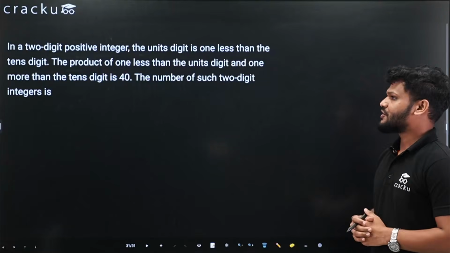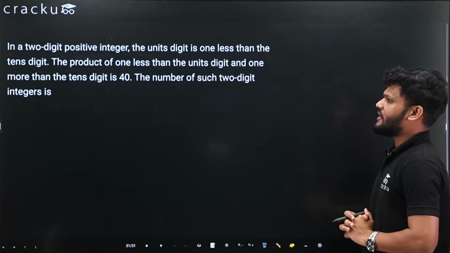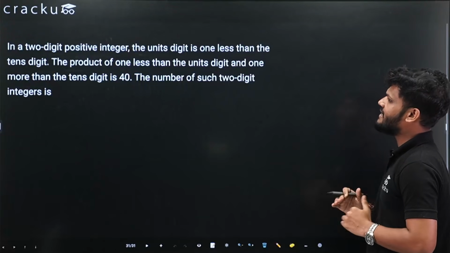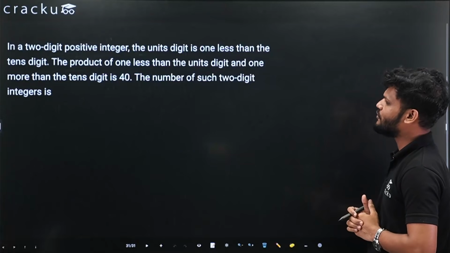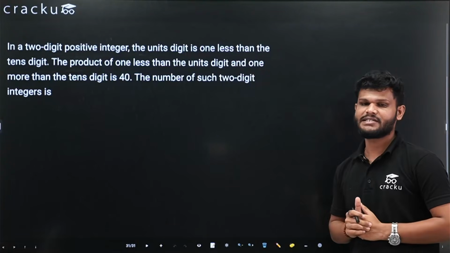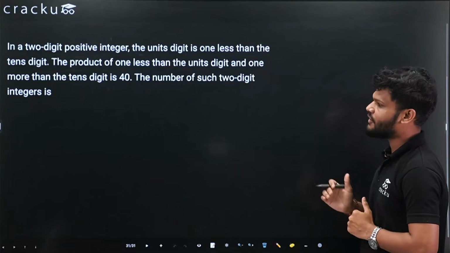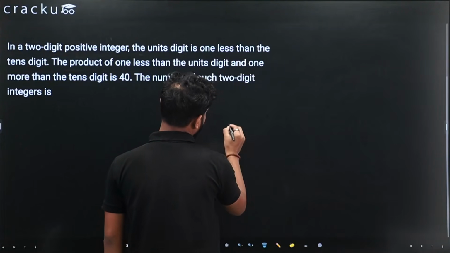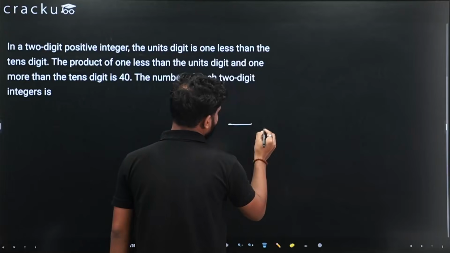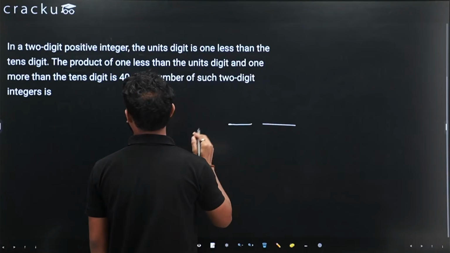Let us look at this question. In a 2-digit positive integer, the unit digit is 1 less than the tens digit. The product of 1 less than the unit digit and 1 more than the tens digit is 40. The number of such 2-digit integers is what? So you have a 2-digit integer. Its unit digit is what? 1 less than the tens digit.